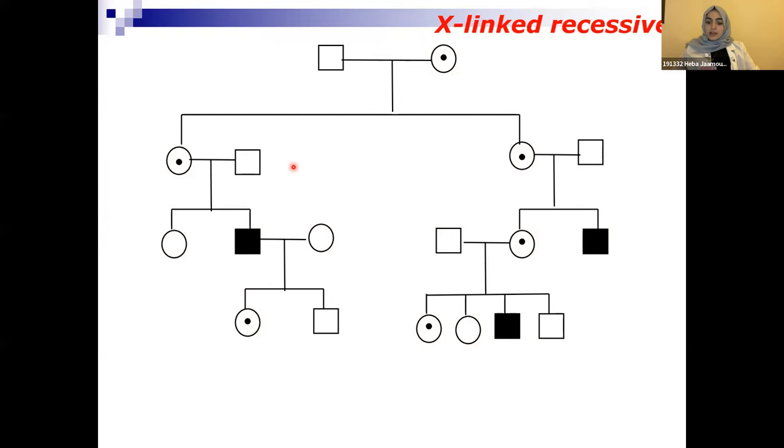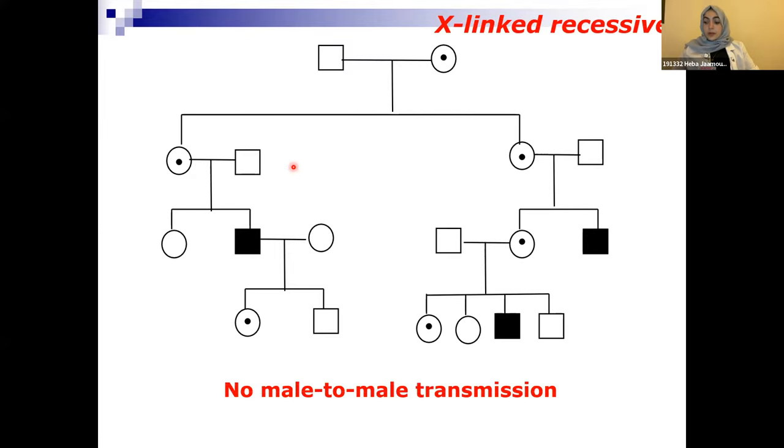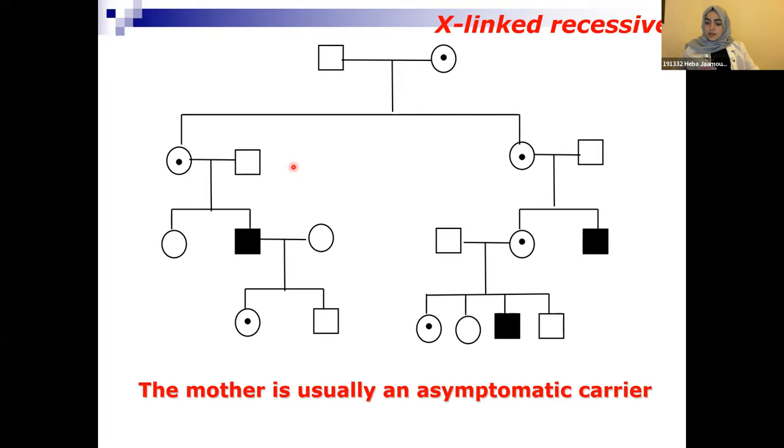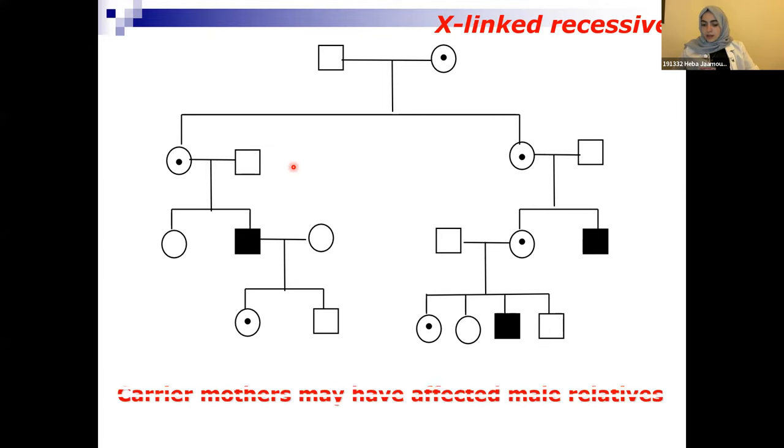Let's just look at the facts about this first. First thing, there is no male-to-male transmission, as we mentioned. The next thing is that it affects mainly males, okay? You can have affected females, but it's less likely. And then the mother is usually an asymptomatic carrier because, as we mentioned, mostly males are affected and mostly females are carriers. And the last thing is carrier mothers may have affected male relatives. This is a very minor fact, honestly.